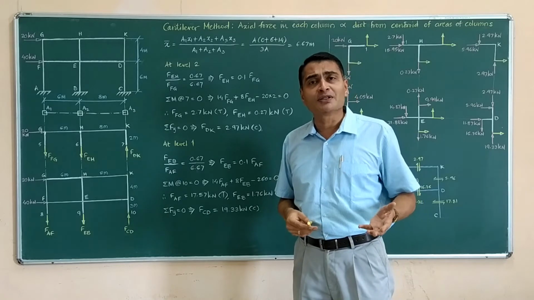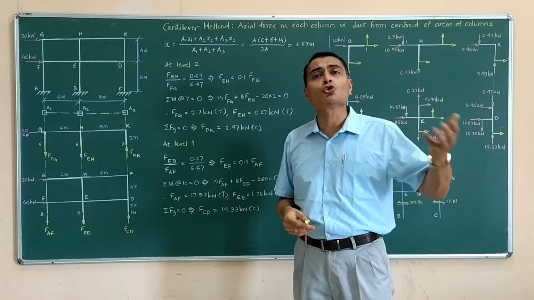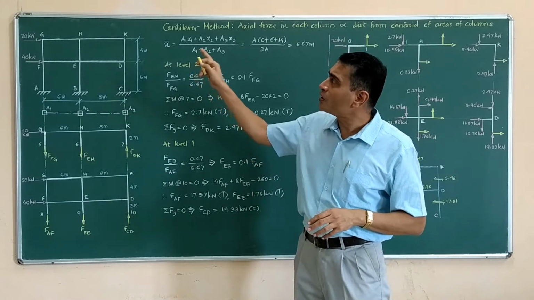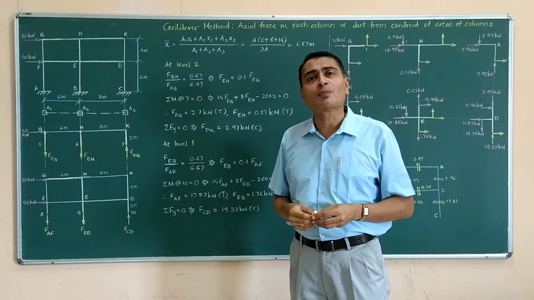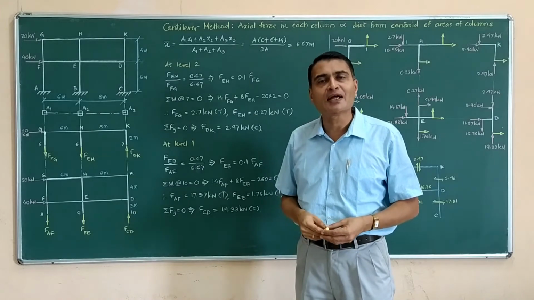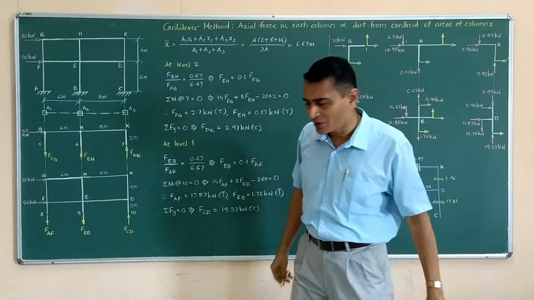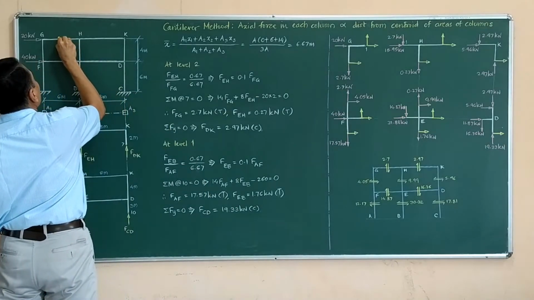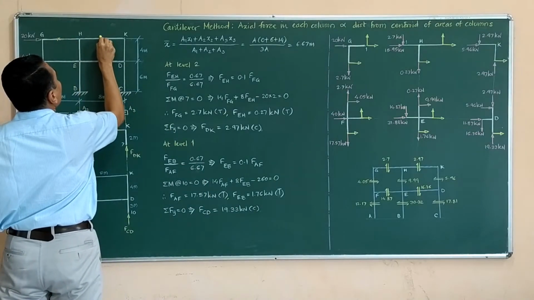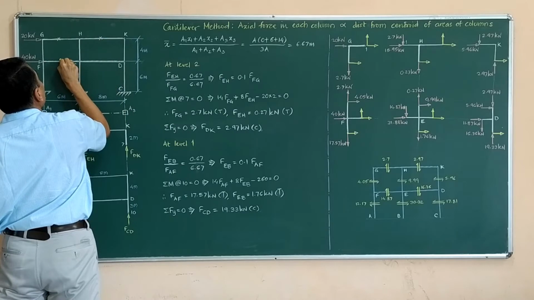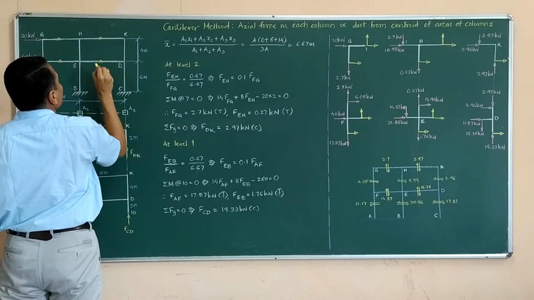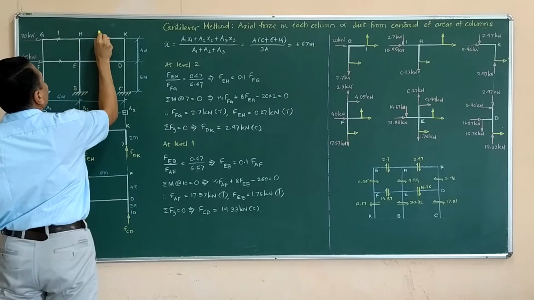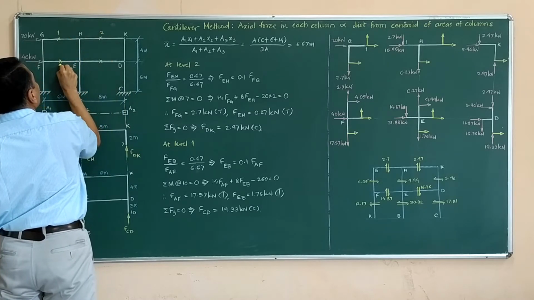Assumption number 1, as I said, is very similar to the Portal method. That is, we will assume that all the beams have their points of contraflexure at mid span, which means these points are where the bending moments are zero. These are points where the bending moment changes its sign from sagging to hogging. Let me call these 1, 2, 3 and 4.